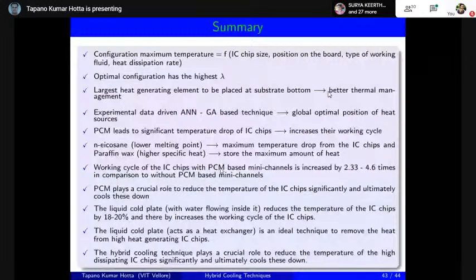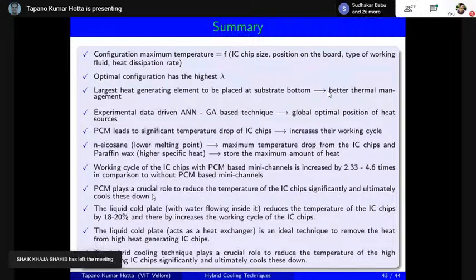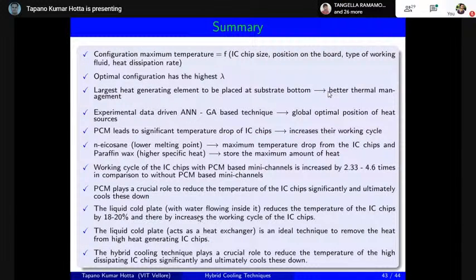And by using the PCM, as I already mentioned, the working cycle has been enhanced between 2.33 to 4.6 times. So PCM is basically a better candidate for significantly reducing the temperature. Okay. And we have gone to one more technique, that is called liquid cold plate. When the water flows inside it, this is able to reduce the temperature by around 20%.